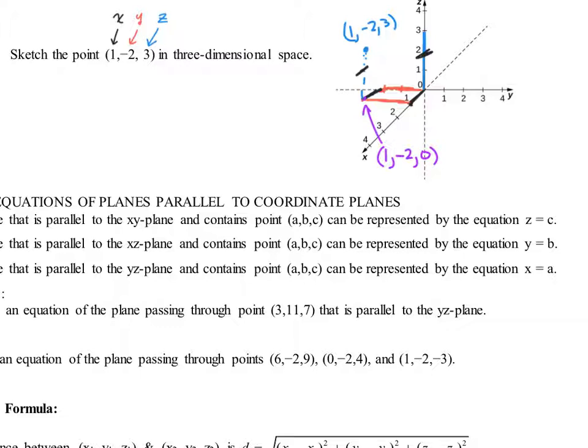Write an equation of a plane passing through the point 3, 11, 7 that's parallel to the YZ plane. All right, so you've got to start thinking about what these planes would boil down to. If I'm going to just do a freehand on this, I have Y, I have X, and I have Z. Do it in any order you want, as long as you have them labeled properly.